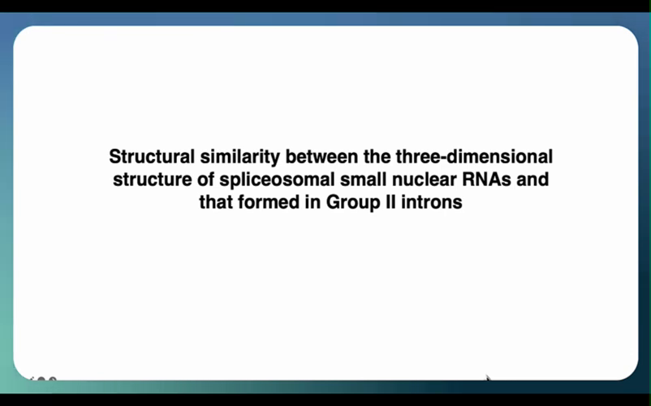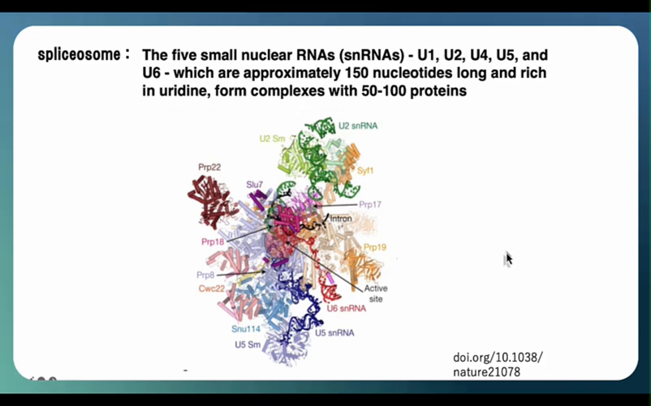Next, let's focus on structural similarity between the three-dimensional structure of spliceosomal small nuclear RNAs and that formed in Group II introns. Spliceosome is a complex composed of 5 types of small RNAs called U1, U2, U4, U5, and U6, along with approximately 50 to 100 different proteins. The small RNAs are about 150 nucleotides in length and are rich in uracil bases, which is why they are given the prefix U.